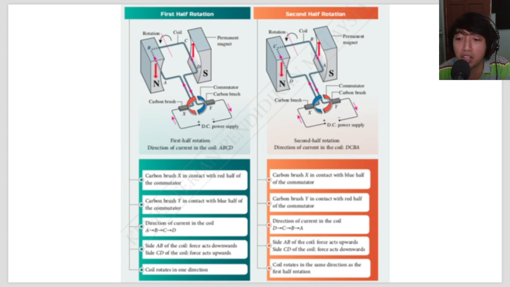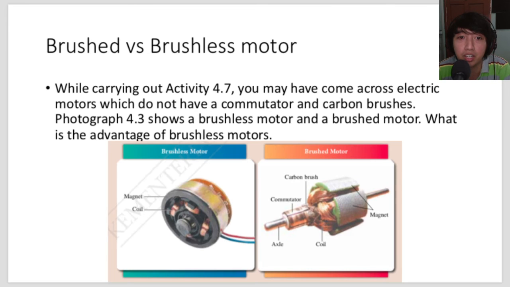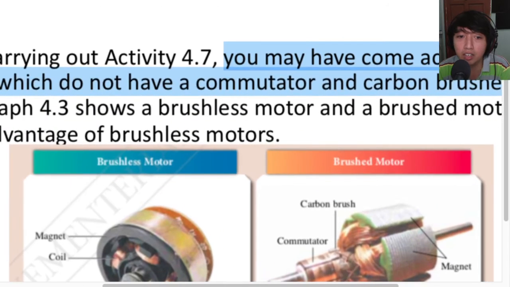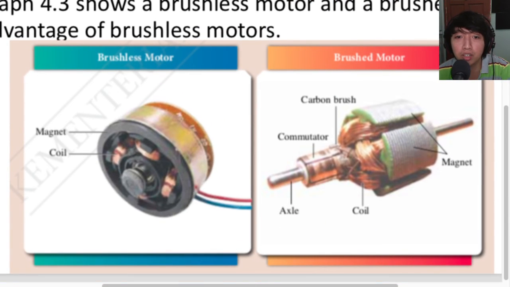Now back to what I was talking about. There are basically two types of design. This is the more common design, where the coil is turning around and they use a brush and a commutator. A different type of design is what you have here. Activity 4.7 is basically an activity where you look at different types of electric motors. So you might see that some electric motors do not use a commutator and do not use carbon brushes. So what it does instead, it looks something like this.